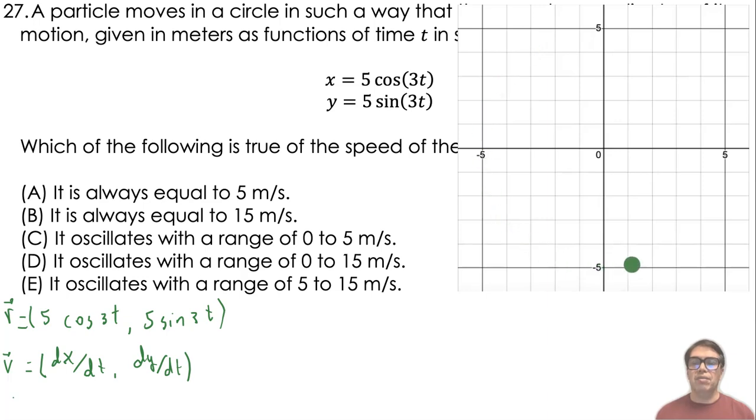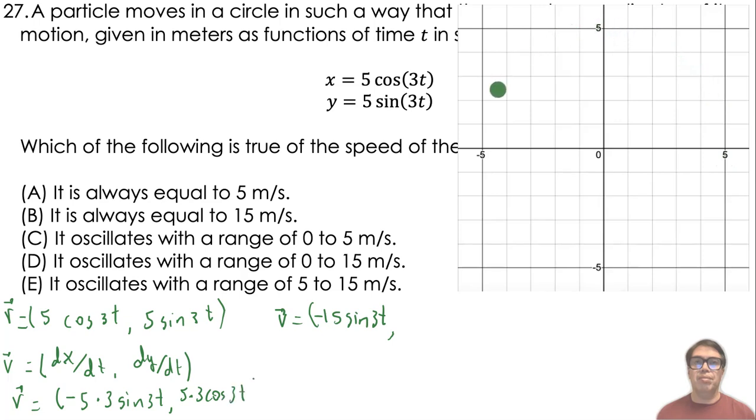Therefore, the x velocity should be equal to negative 5 times 3 sine of 3t, or negative 15 sine of 3t. The y velocity then is 5 times 3 cosine of 3t, which is 15 cosine of 3t. And this is due to the chain rule.